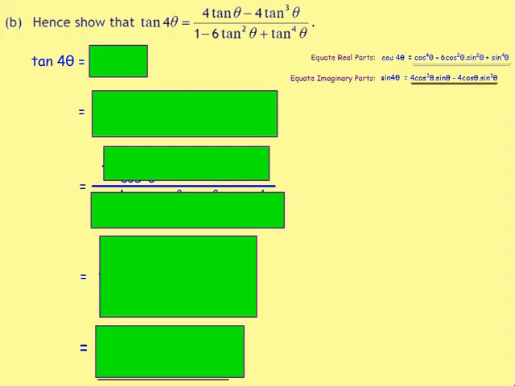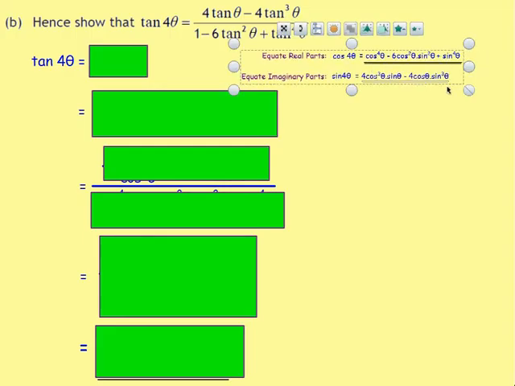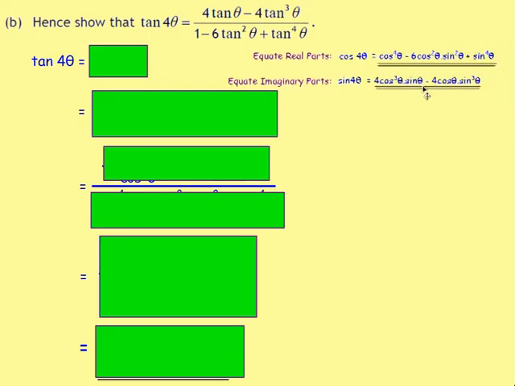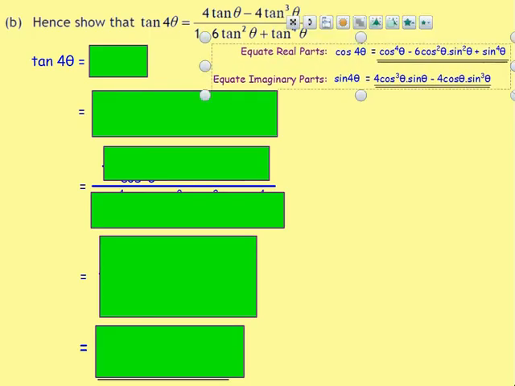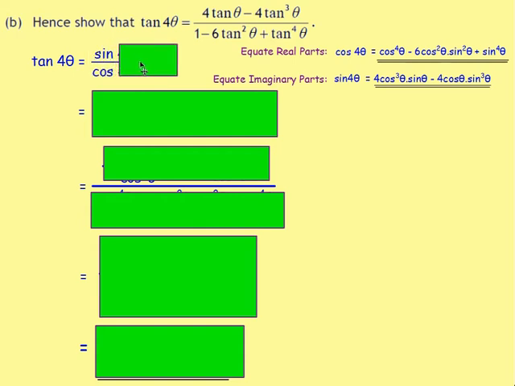Part B: hence show that tan 4 theta equals that. Using our answer here, well, this is just what we came up with in the first part. This is all we've got. How do we go about showing what tan 4 theta is equal to? Well, it's very similar to that previous example. We know tan is equal to sine over cos, so we know that tan 4 theta will be sine 4 theta over cos 4 theta.